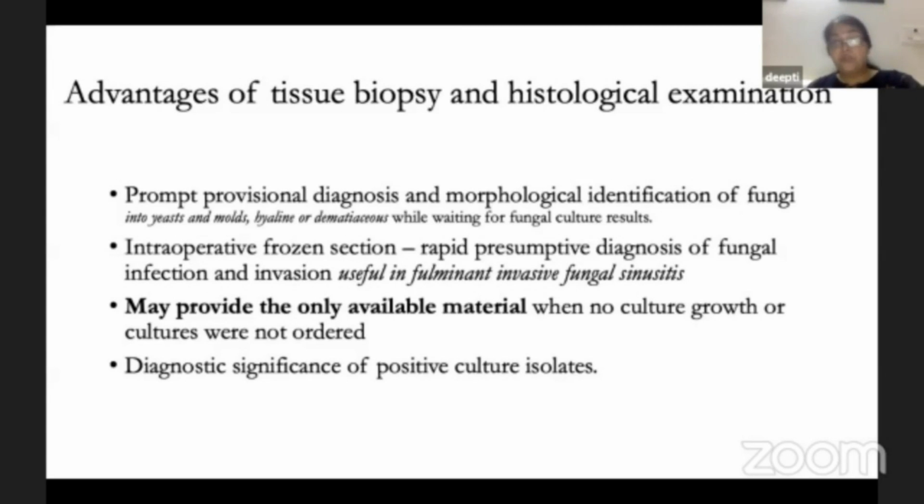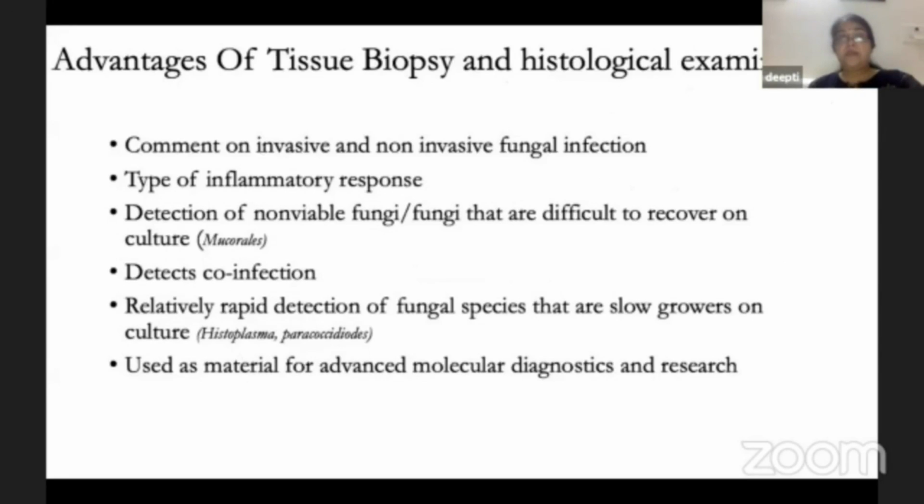What is the diagnostic significance of a case of positive Aspergillus culture and isolate, as was shown in yesterday's class? Mucor. So tissue biopsy gives you the advantage of detecting co-infection. Now, the advantages of tissue biopsy are that you can rapidly detect fungal species, which is a slow grower on culture. Cytology cannot differentiate whether it is an invasive fungal infection or a non-invasive infection. A very prominent example of a fungus which doesn't grow that well on culture is histoplasma.